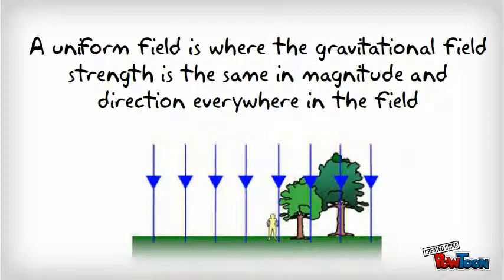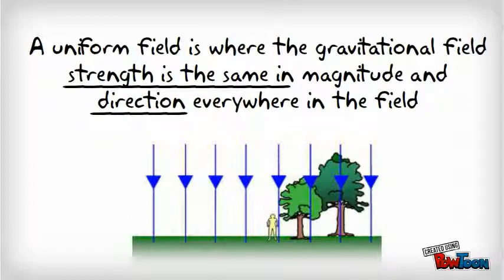A uniform field is where the gravitational field strength is the same in magnitude and direction everywhere in the field. If you're asked this question in an exam, it is important to say the same in magnitude and direction everywhere in the field.